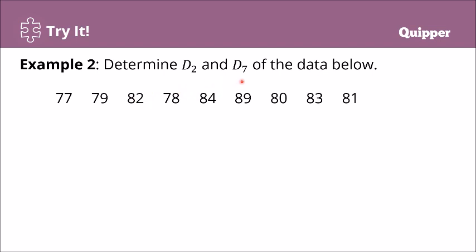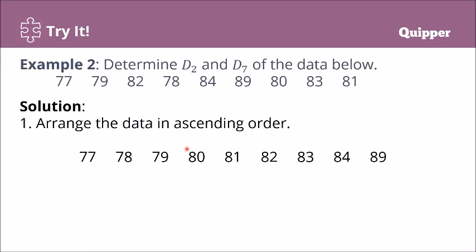Another example. Determine D sub 2 and D sub 7 of the data below. We have 77, 79, 82, and so on. There are 9 scores in this data set. Let's determine D sub 2, the second decile, and the seventh decile. First of all, we should arrange the data set from lowest to highest, in ascending order. So we have 77, 78, 79, 80, up to 89.